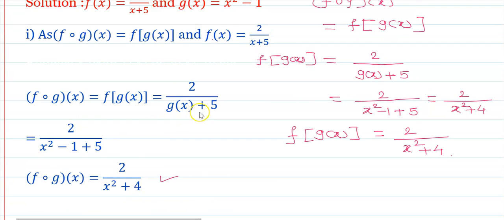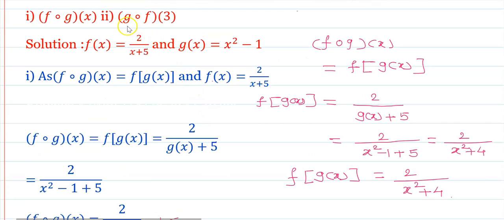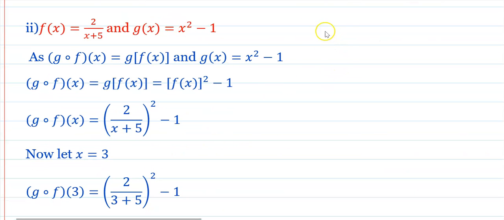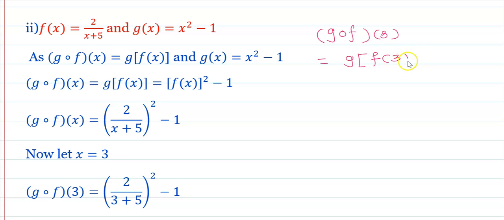What about the second? In the second, we want to find out GOF at x is equal to 3. Again, see here. GOF at the value of x is 3. You can see here, it can be written as g of f of 3. But what is f of 3? Substitute here. Replace x by 3 here. Then what will you get?